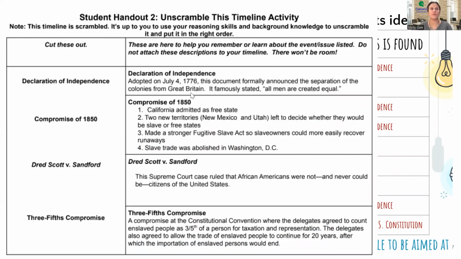But what we do have them do is cut up these events. And there's multiple pages of these. I'm showing you the first page here. And then they arrange them sequentially. So we're having them think about cause and effect relationships over the course of, well, you can see, the Declaration of Independence all the way until the 1850s.